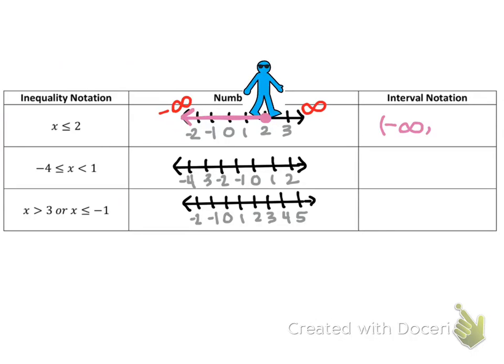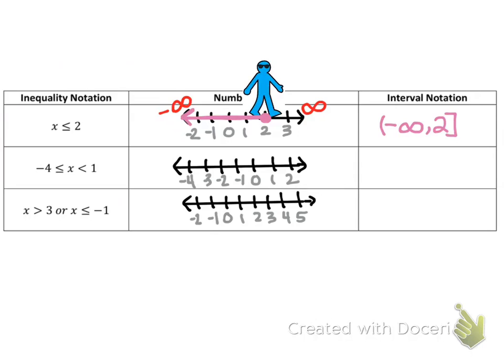Remember to always use a parenthesis when using infinity. And then where does he stop? He stops where the graph stops, so that stops at 2. Because this is a less than or equal to, it's including the number 2, so we use a bracket on the right side of 2. Okay? Let's try the next one.